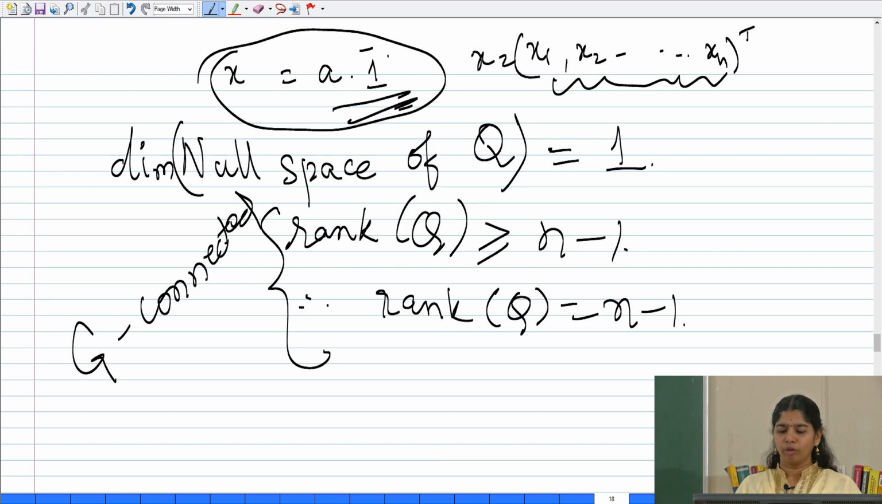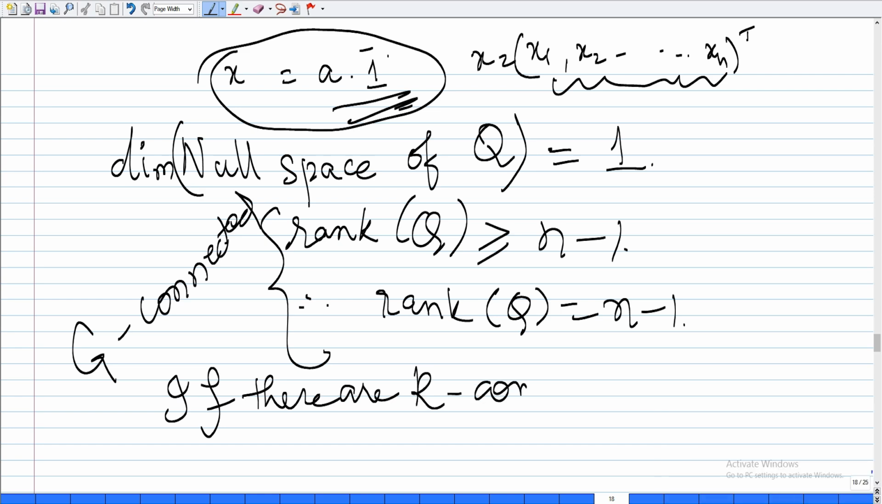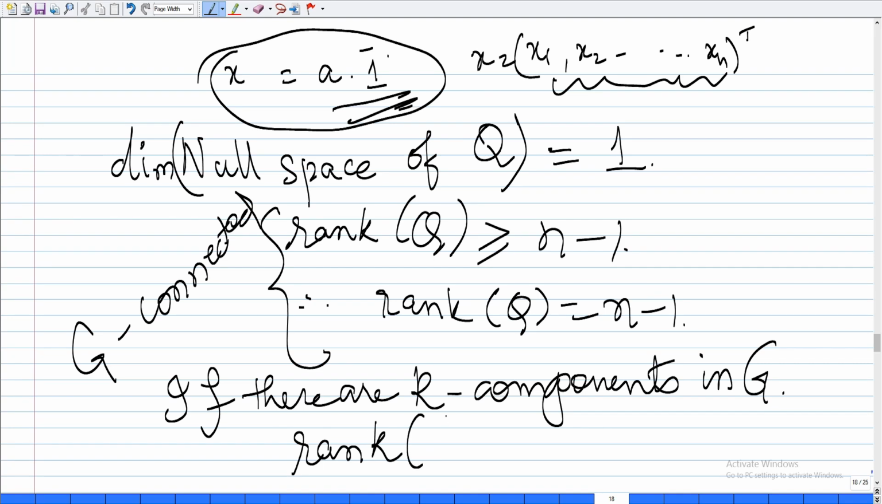So, by rank being n minus 1, what I am guaranteeing here, I can't talk about eigenvalues for this matrix, it is a rectangular matrix, but we will translate it to the Laplacian soon. Okay. So, what can I say if I have multiple components in my graph? The answer is somewhere blinking right in your face. Say if there are k components in G, then what can I say about the rank of this matrix Q of G?